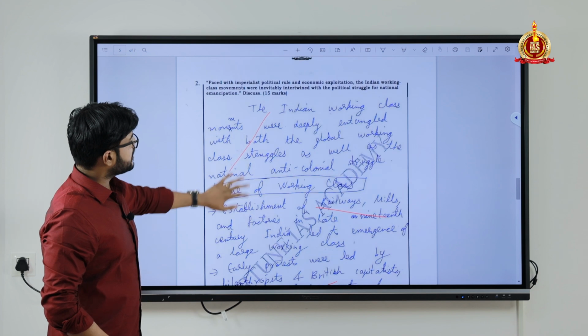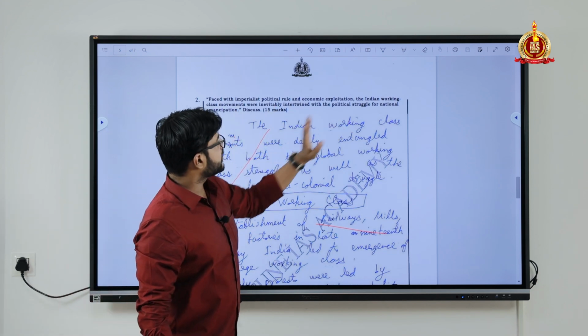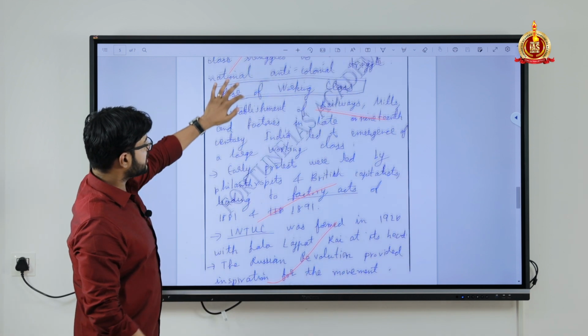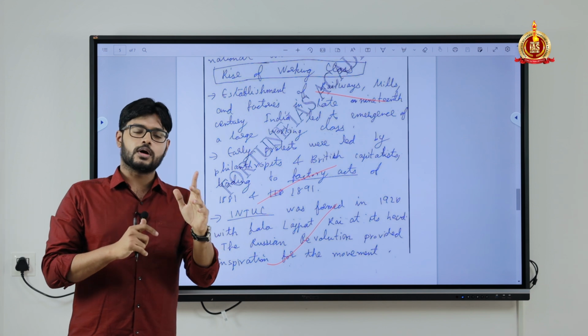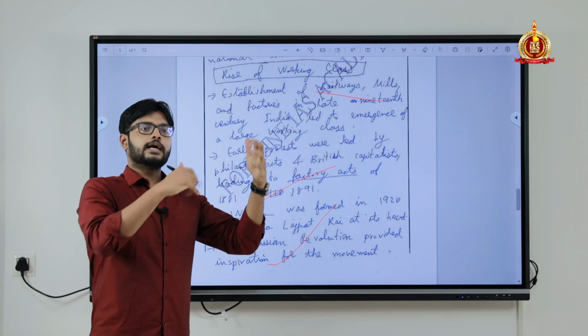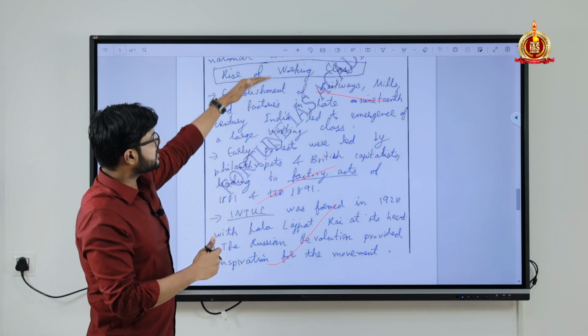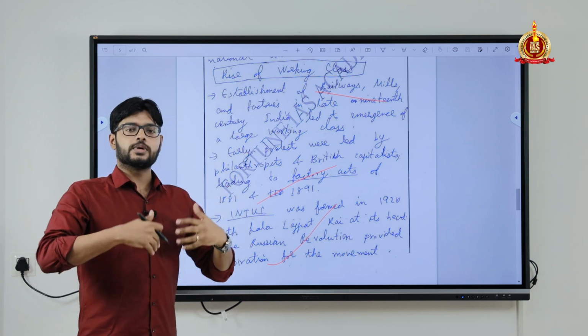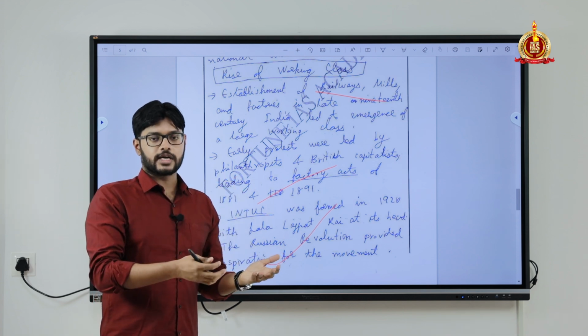Then this question has another part too, inevitably intertwined with the political struggle for national emancipation. Now, first part, what he has understood is that this question is not just about one thing, it is about many things. So he identified the different subparts in the question. He tried to address the first part, how the working class movement in India was engendered because of economic exploitation.